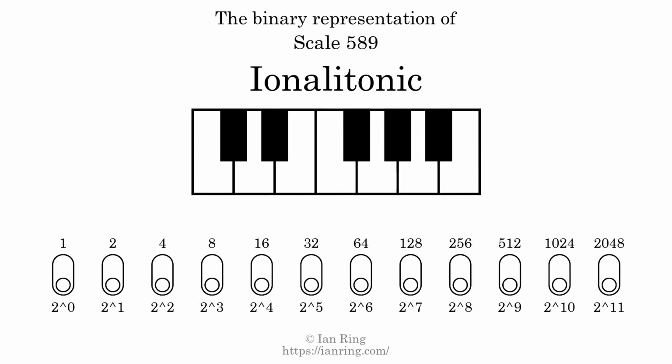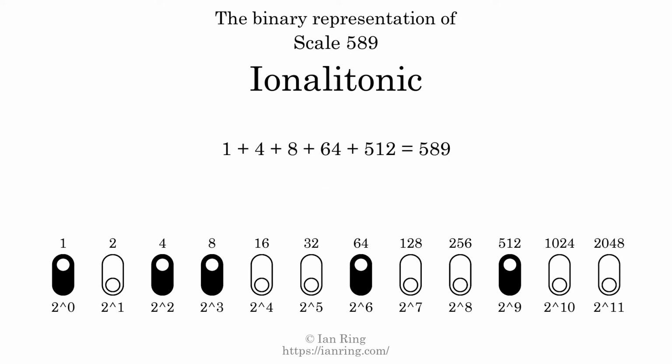The binary representation of this scale is determined by mapping tones of the scale to binary digits. Each binary digit represents a power of 2. To get the scale number, we add the powers of 2 together. The powers of 2 that are present in the scale, all added together, equals 589. That is why the scale number, in decimal, is 589.